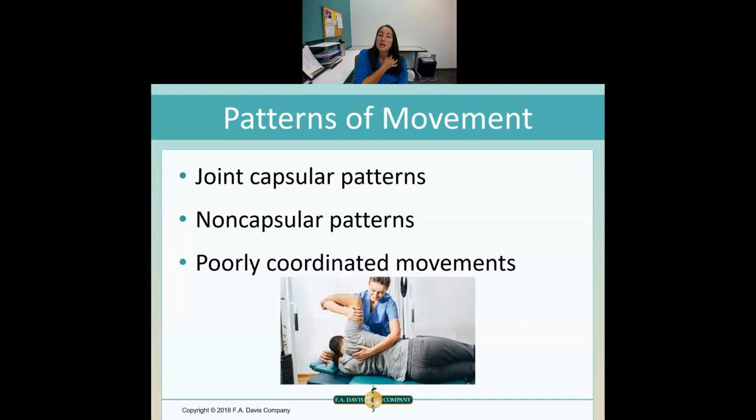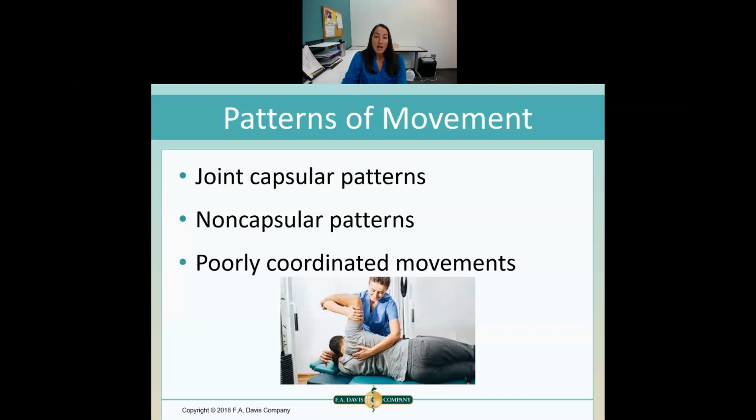Non-capsular patterns don't follow those patterns, and so then you say, okay, it's not a tight capsule, there's something else. It could be joint effusion, there's swelling in the joint. It could be a tight muscle or a contracture or anything like that that's limiting the joint, but you know it's not the capsule itself. So then joint mobilizations are not indicated. So this really determines how we treat the patient and what we focus on in order to gain the range of motion.